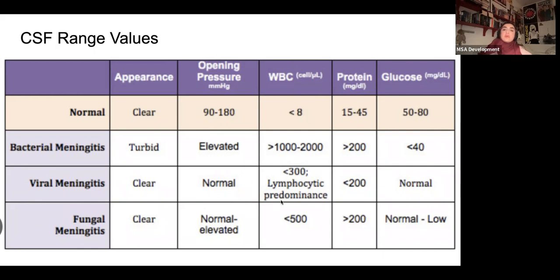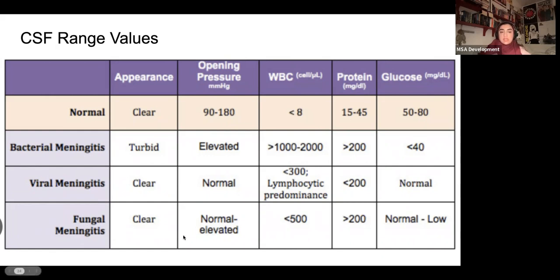Now there's going to be fewer white blood cells, but instead of a neutrophilic predominance this time, there's going to be a lymphocytic predominance. There's not as much protein production, and the glucose is going to be normal because the viruses are not consuming glucose in order to do their job the way bacteria are.